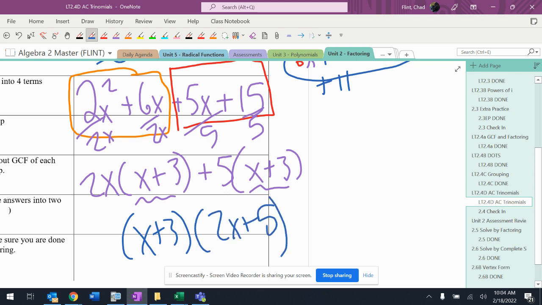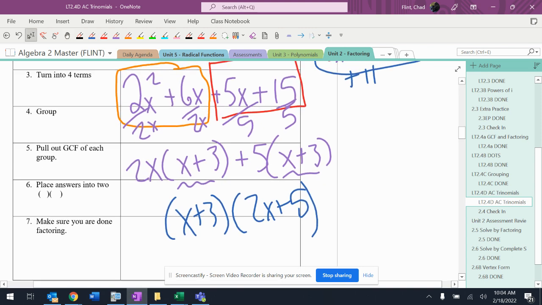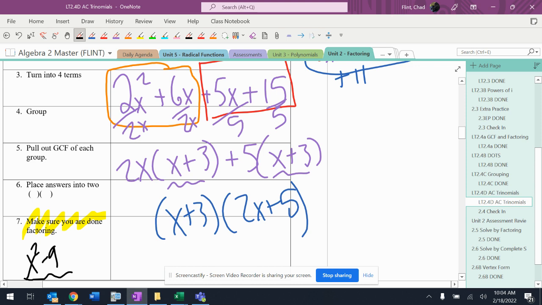Okay, I should take a quick glance and make sure there's not a GCF in either of the parentheses. All right, there's not. So then I'm fully factored. If you wanted to check it, you could distribute it and see if it comes out to be the same thing. This says make sure you're done factoring. That means make sure there's not like an x squared minus 9, which is a difference of two perfect squares that you could factor again. So make sure there's no further factoring to do, where there's a GCF or something else happening in the problem.